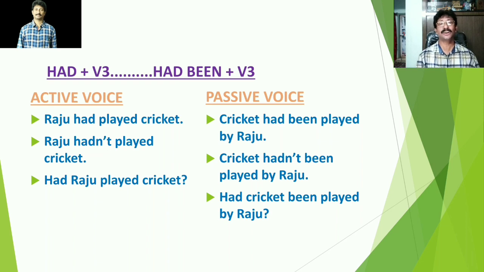Now look at the third sentence. Had Raju played cricket? This is a question because this question starts with the modal had and ends with the question mark. Naturally, had is in its usual place, which is followed by the subject cricket here, and subject is followed by inclusion of been, and been is followed by third form of the verb played. Played is followed by preposition by, and then Raju. Had cricket been played by Raju? Now take a look at yet another structure.